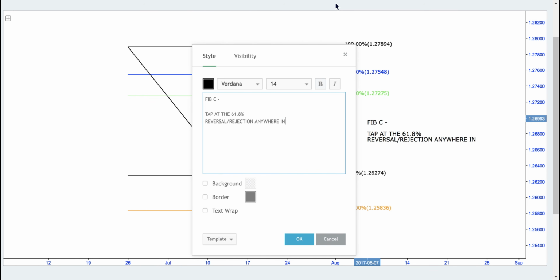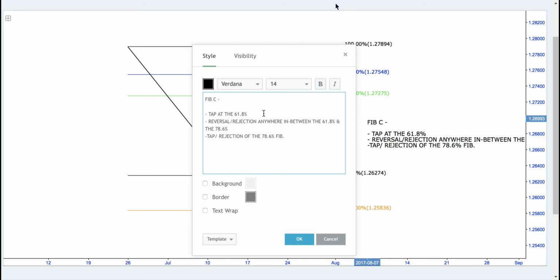or we're looking for a reversal or rejection anywhere in between the 61.8% and the 78.6%, which I'll show you in a moment. That's 1, that's 2. And what we can also see finally is a tap or rejection of the 78.6% fib in itself.